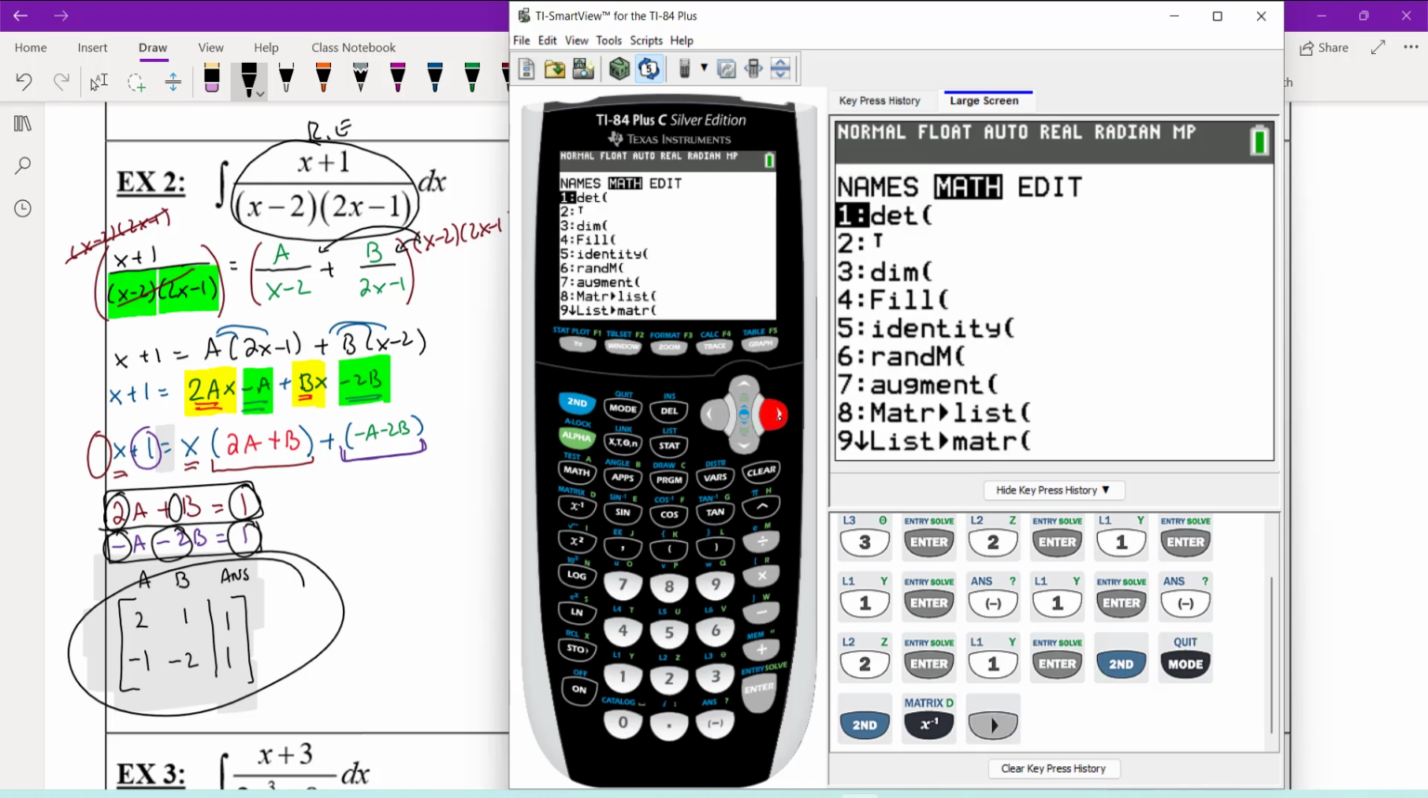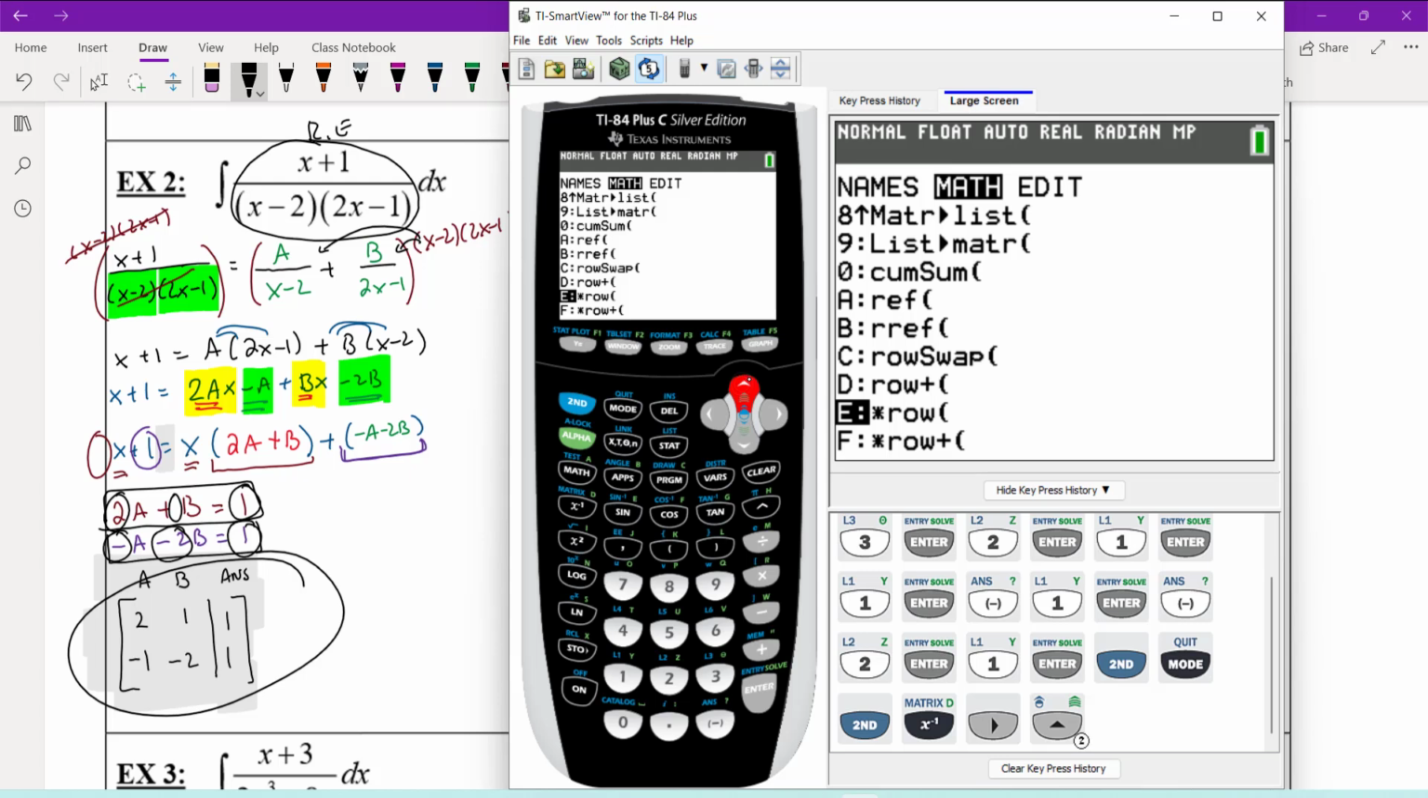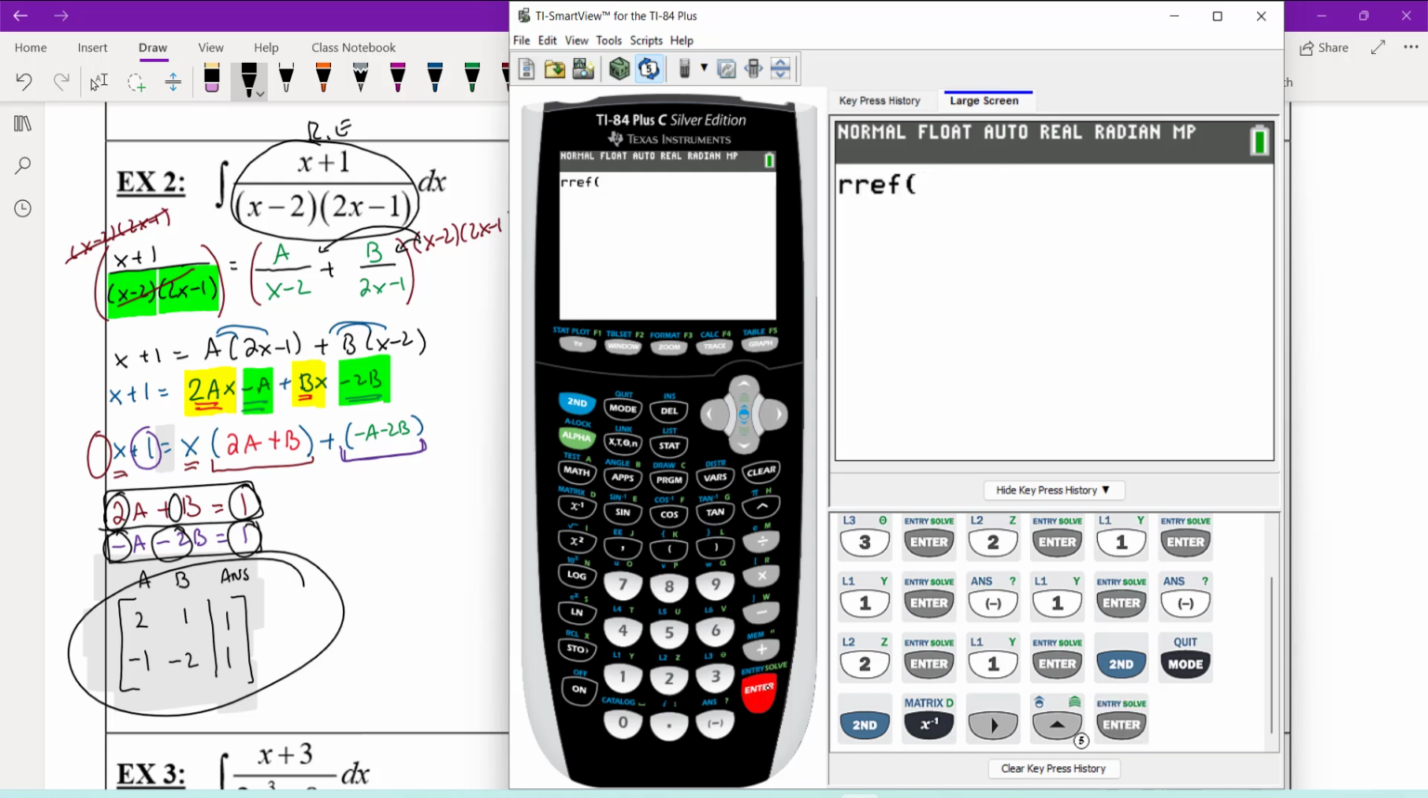And then we're going to scroll up because we're trying to get to RREF for reduced row echelon form. So I'm scrolling up until I get to RREF, which is letter B, reduced row echelon form, and then hit enter. Now it's asking us, well, what do you want me to reduce?